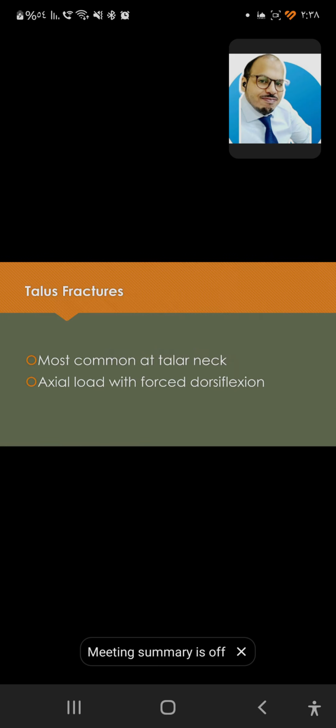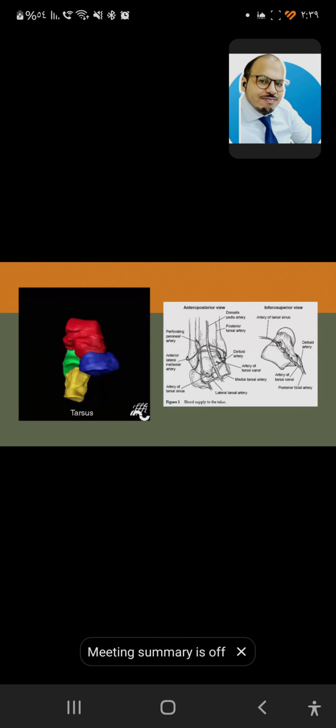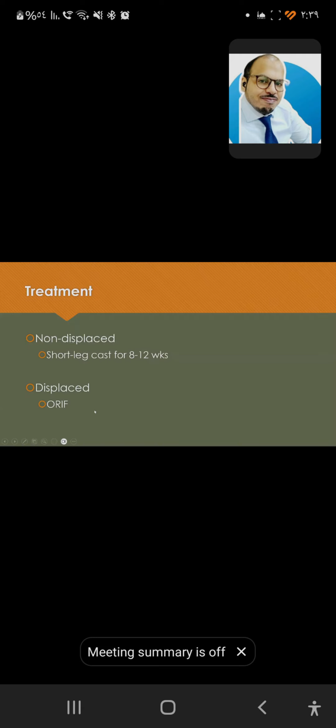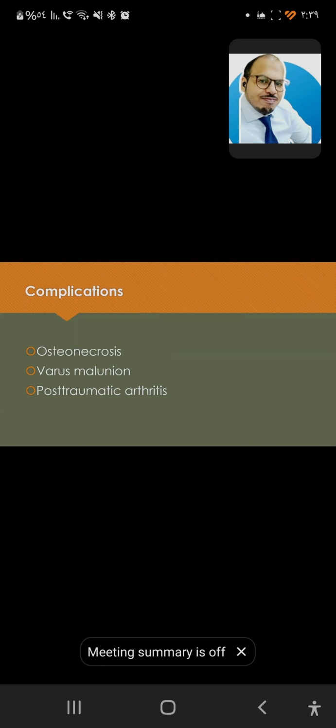That fracture is not common, but the most important thing I want you to focus on is that any displacement in this fracture, even small displacement, 1 millimeter, needs treatment with open reduction internal fixation, because this fracture or any fracture in the talus can lead to osteonecrosis, varus malunion and post-traumatic arthritis.